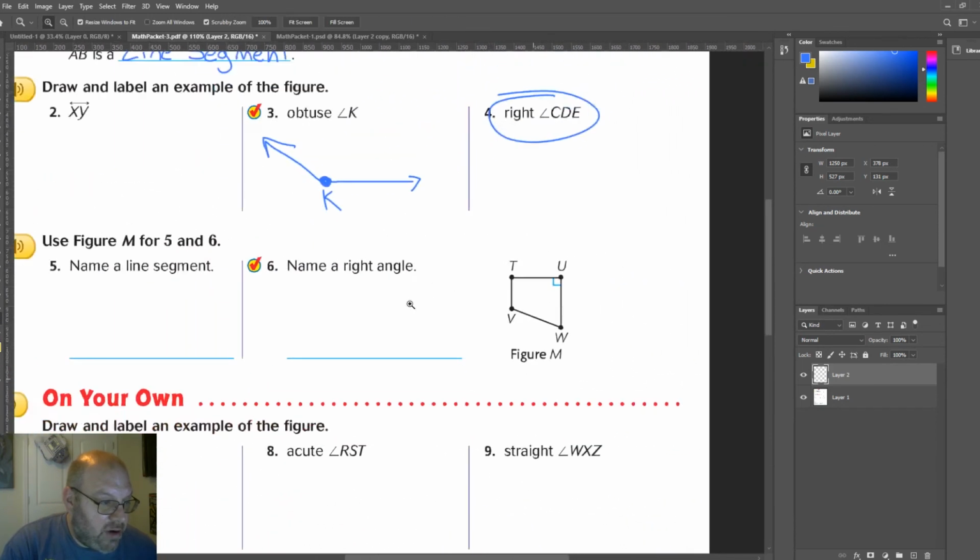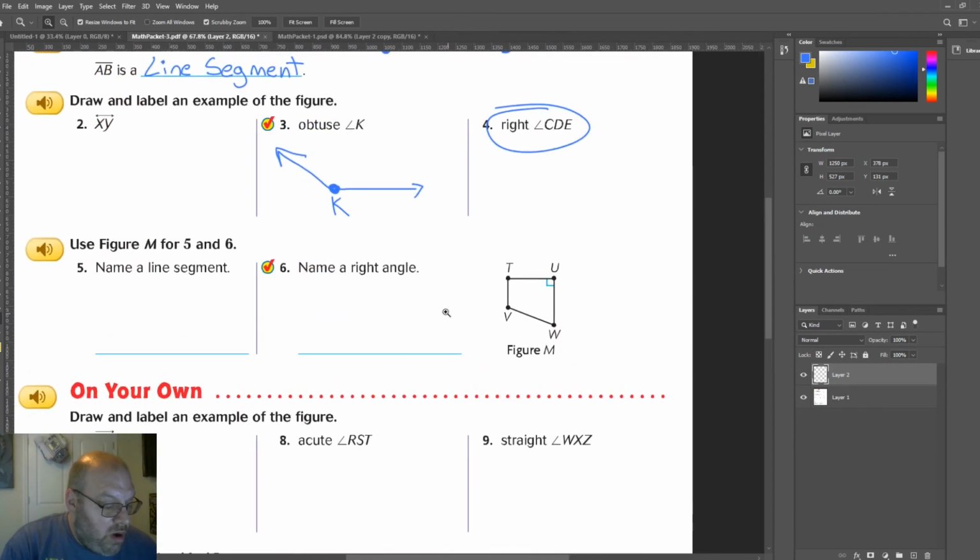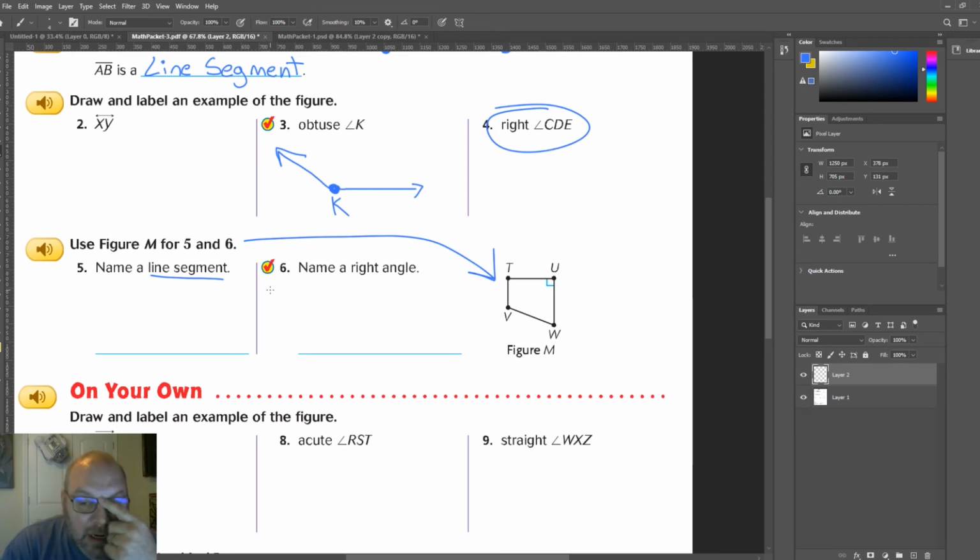Okay, let's look at this part. I'll do one of these for you. Name a line segment. And it's talking about over here. From figure M, name a line segment. There's a lot. Now, I'm going to name one. I want you to name a different one, okay?